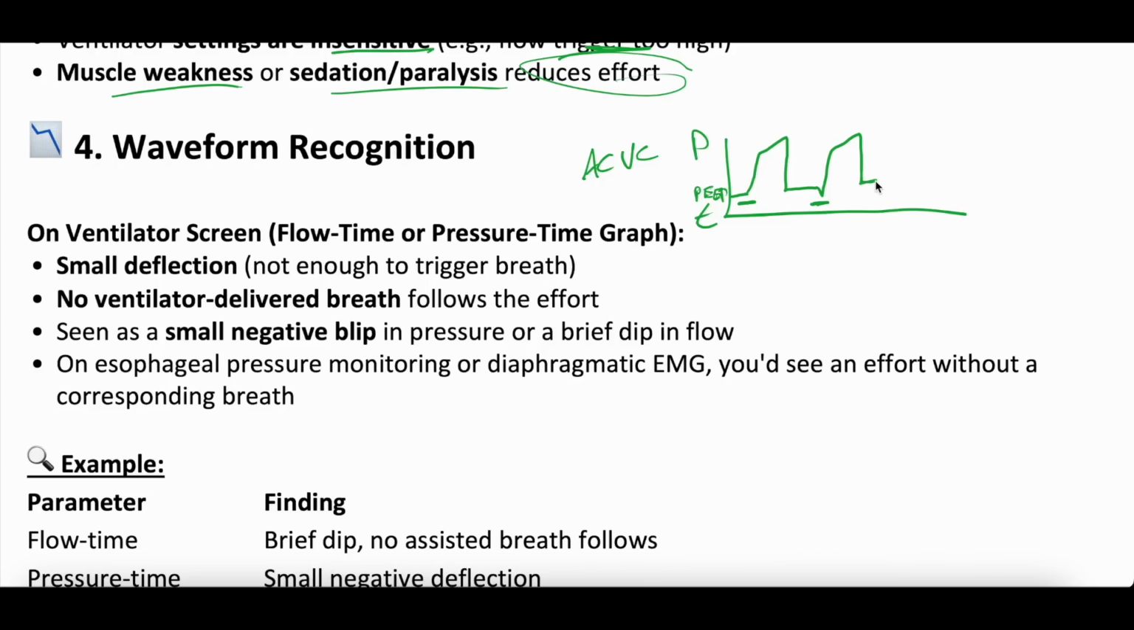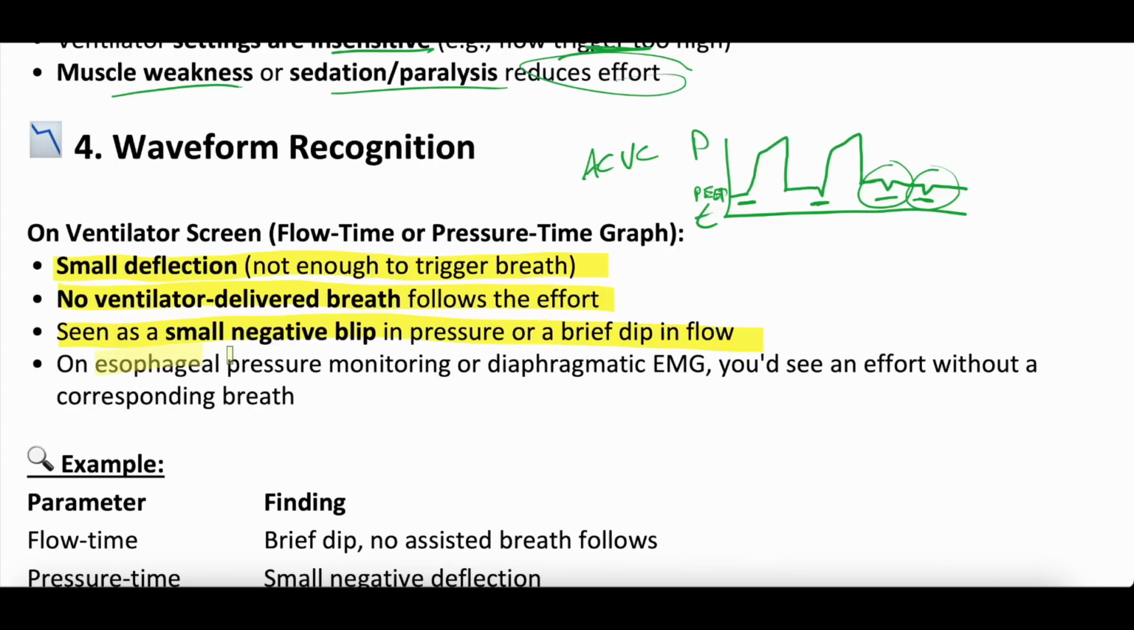With ineffective triggering, what you'll see is you'll see this dip, but it won't trigger a breath, right? See that? So you see the dip, but no breath is given. You'll get this negative deflection in the pressure scalar without a subsequent breath being given. So on the ventilator screen, you'll see a small deflection, but no subsequent breath being given following that deflection. That is ineffective triggering. Seen as a small negative blip in pressure. You'll see a similar blip in the flow scalar as well.